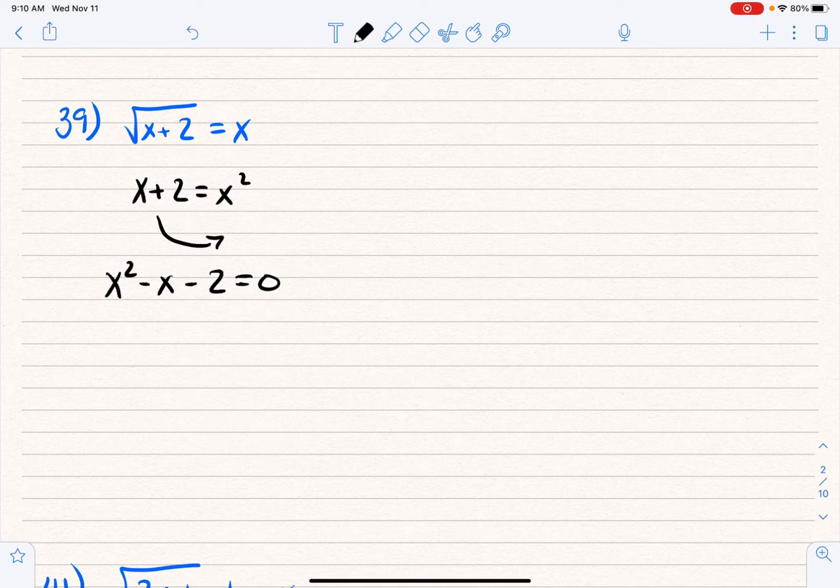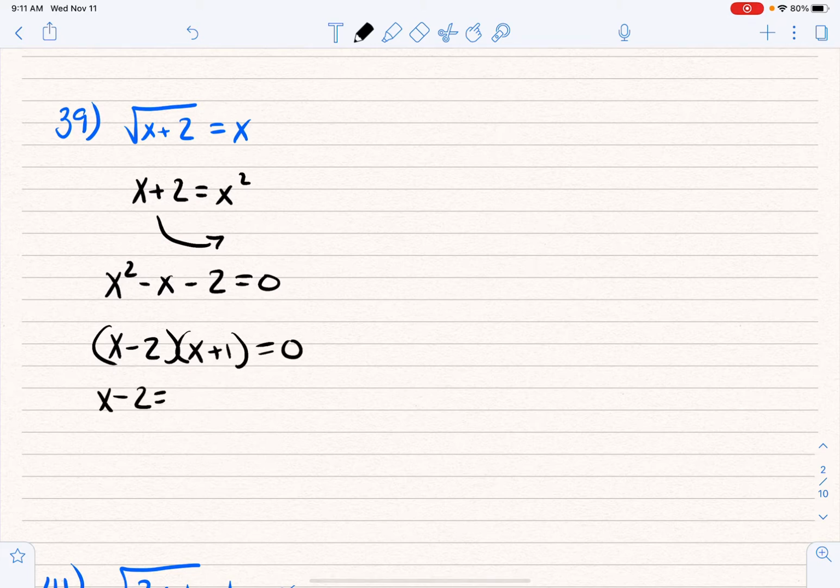And so now we're looking for factors of negative 2 that add up to be negative 1. The factors of negative 2 that add up to be negative 1 would be negative 2 and positive 1. So I have x minus 2 times x plus 1. And with that, I set those each equal to 0. X minus 2 is equal to 0, so therefore x is 2, or x plus 1 is equal to 0, so that would mean x is negative 1.